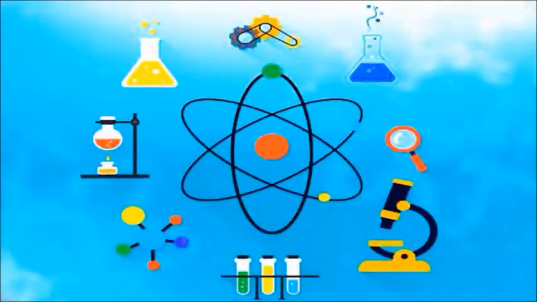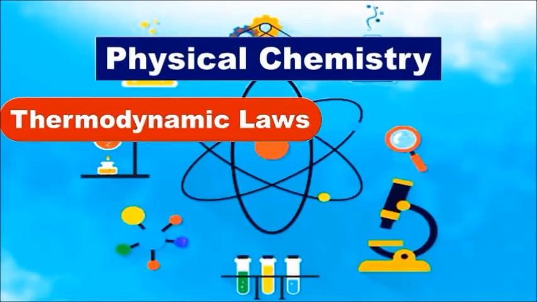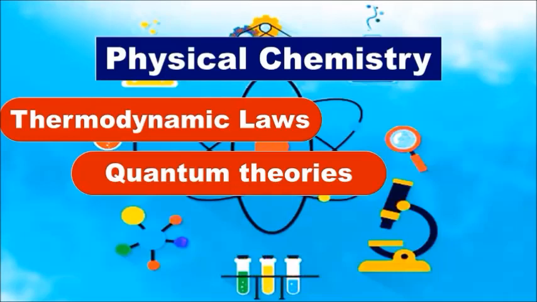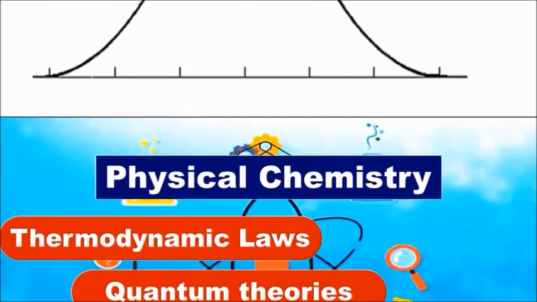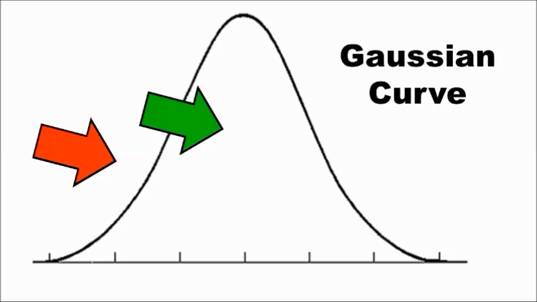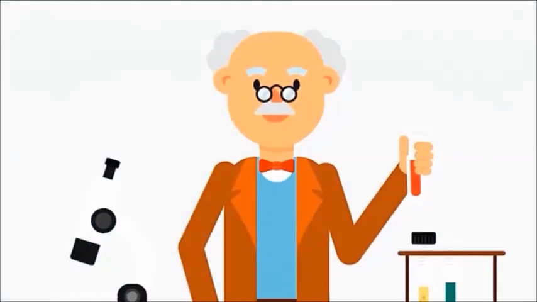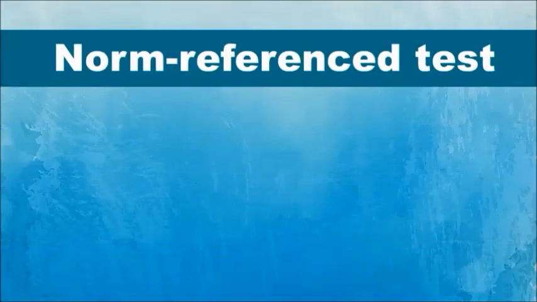Back when I was in college, I had this subject called physical chemistry. This subject beat everyone in the class since it talks about thermodynamic laws, quantum theories, and kinetic molecular theory. Our professor evaluated the class exam scores using a Gaussian curve, or the bell curve. It implies that if your average score is located inside the bell curve, then you are saved. But if your score is outside the curve, then you will meet the professor again for the next semester. This is because our professor used a norm-referenced test to measure our performance in the class.